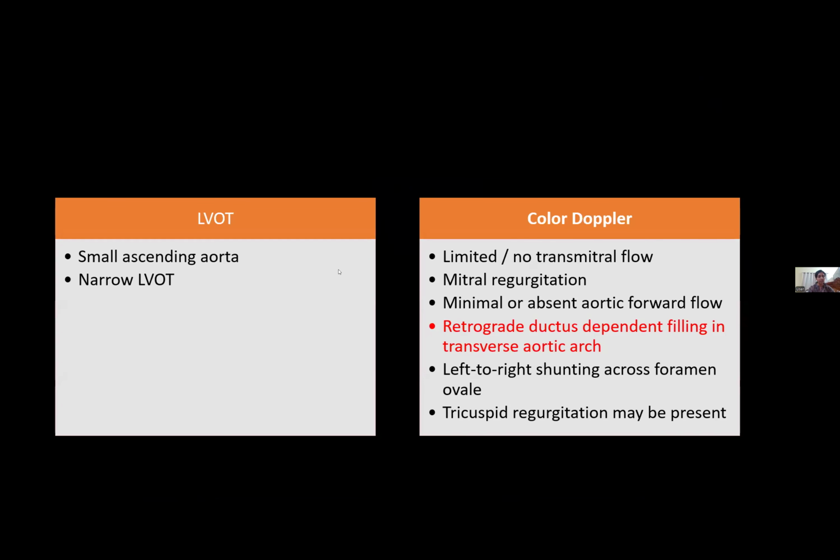On LVOT imaging, HLHS is characterized by a hypoplastic ascending aorta and narrowed outflow tract, and color Doppler shows absent or markedly reduced transmitral inflow, which is the most important feature, mitral regurgitation, minimal antegrade aortic flow, and retrograde ductal filling of the transverse arch, with left to right shunting across the foramen ovale.